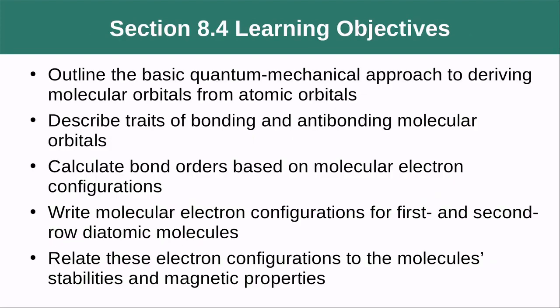In Section 8.4, we're going to outline the basic quantum mechanical approach to deriving molecular orbitals from atomic orbitals. We'll describe traits of bonding and antibonding molecular orbitals. We're going to calculate bond orders. We're going to write some molecular electron configurations for first and second row diatomic molecules. We'll relate these electron configurations to the molecule stabilities and magnetic properties.